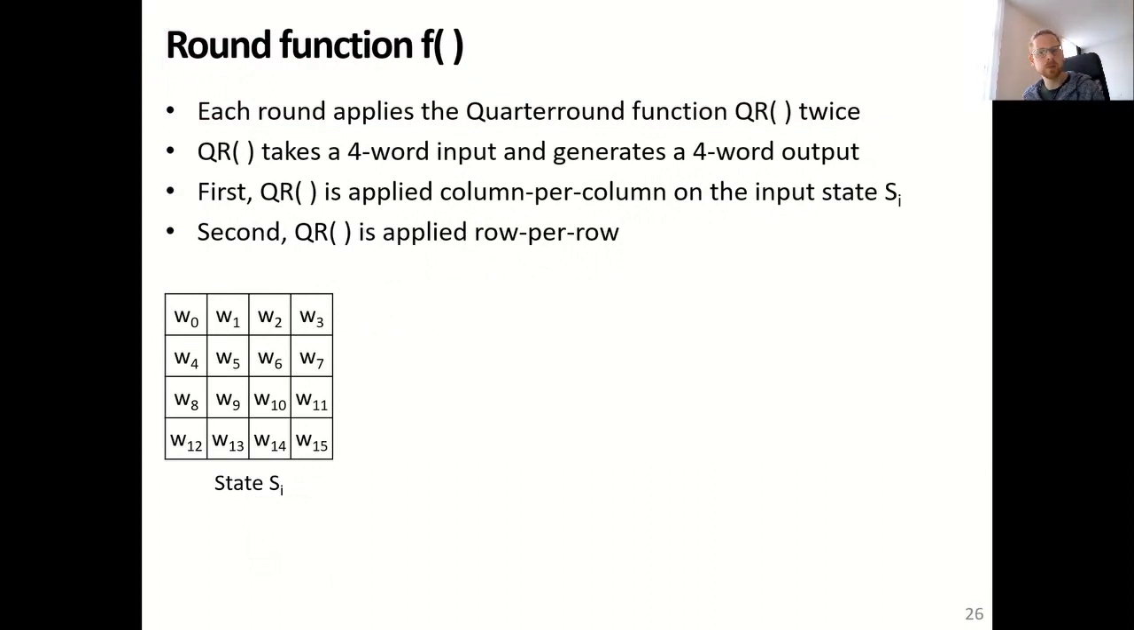And let's talk in a bit more detail about the round function. This round function is used, repeated 10 times in a row on each initial key block to generate the output block. And the round function applies the quarter round function QR twice in each round. In total, QR is thus applied 20 times, 2 times each in 10 rounds.